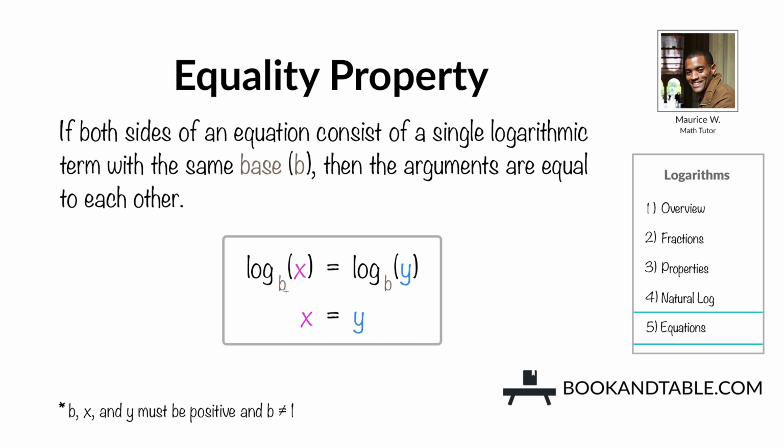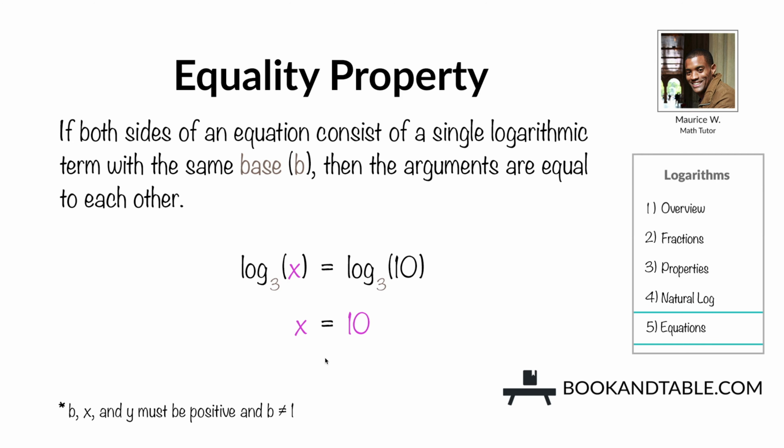So log base b of x is equal to log base b of y would mean that since the log and the bases are the same, x must be equal to y. And we are still adhering to the rules that we set earlier in the chapter: b, x, and y must be positive, and the base is not equal to 1.